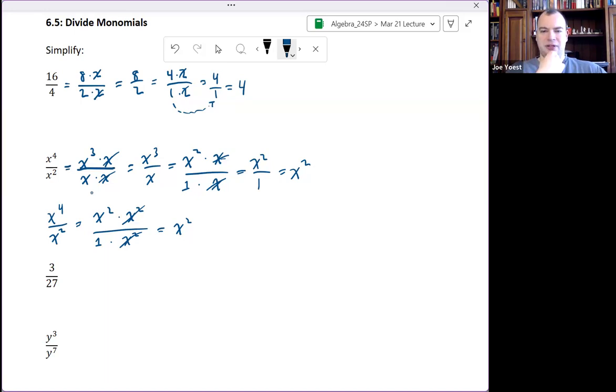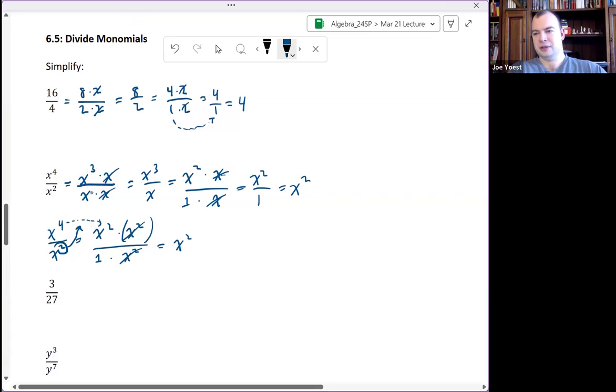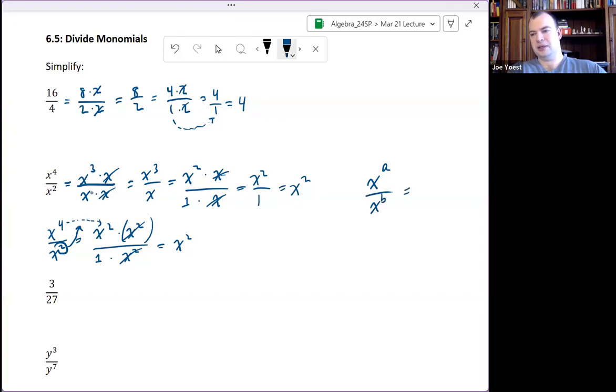Or what does this have the effect of doing? Well, the 2 powers in the denominator just reduce the number of factors in the numerator by 2, because it forced a splitting off of 2 powers from the numerator, and then they divide out. So could I say that maybe x to the a over x to the b equals x to the power a minus b?